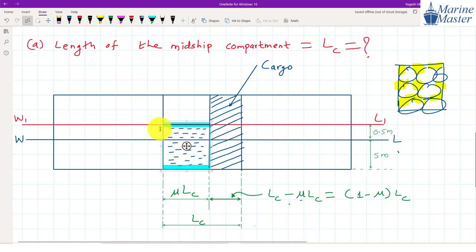This portion will become what, guys? Everyone, tell me. Part of the sea. This portion will become part of the sea.